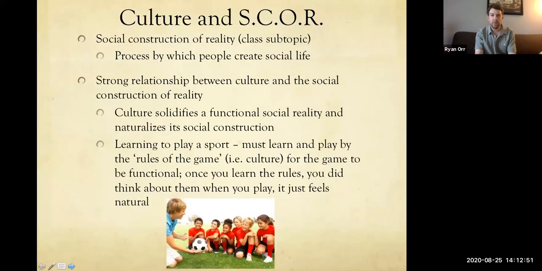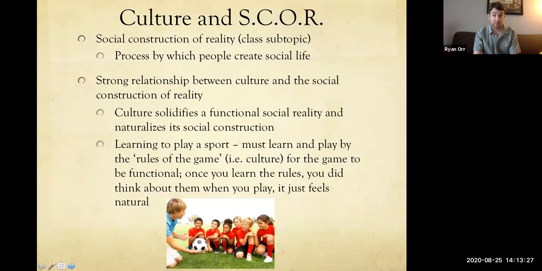And so here we're going to get into our first subtopic of the semester, looking at what we call the social construction of reality. And the social construction of reality simply captures how people, through interaction, create social life. So social life doesn't emerge out of thin air, doesn't come out of the blue, but social life, our realities, are created through different social interactions. And this is what we're looking at here. And we're going to look at its connection to culture, because it has a strong connection to culture.